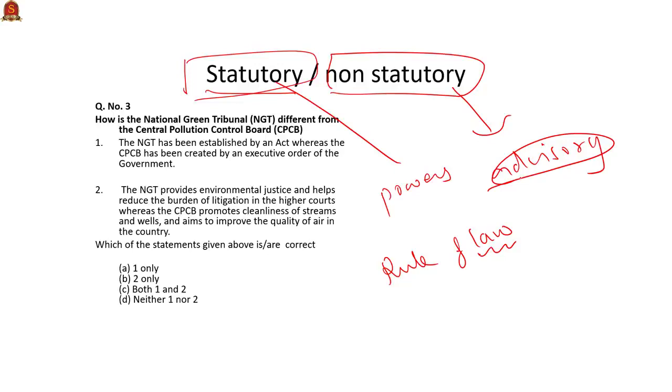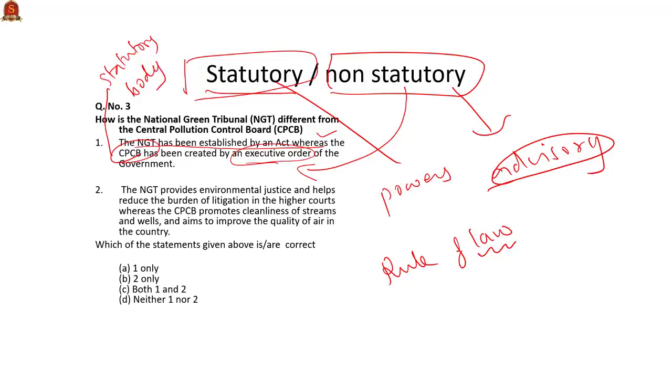So in this question they have asked about NGT and Central Pollution Control Board. National Green Tribunal, we know it is a statutory body. So the first statement: NGT has been established by an act, whereas the CPCB has been created by an executive order of the government. The first part you will say yes, it is correct, NGT is a statutory body. CPCB, whether it is a statutory body or a non-statutory body? When I say executive order, it means it's a non-statutory body. But CPCB, that is Central Pollution Control Board, is a statutory body.